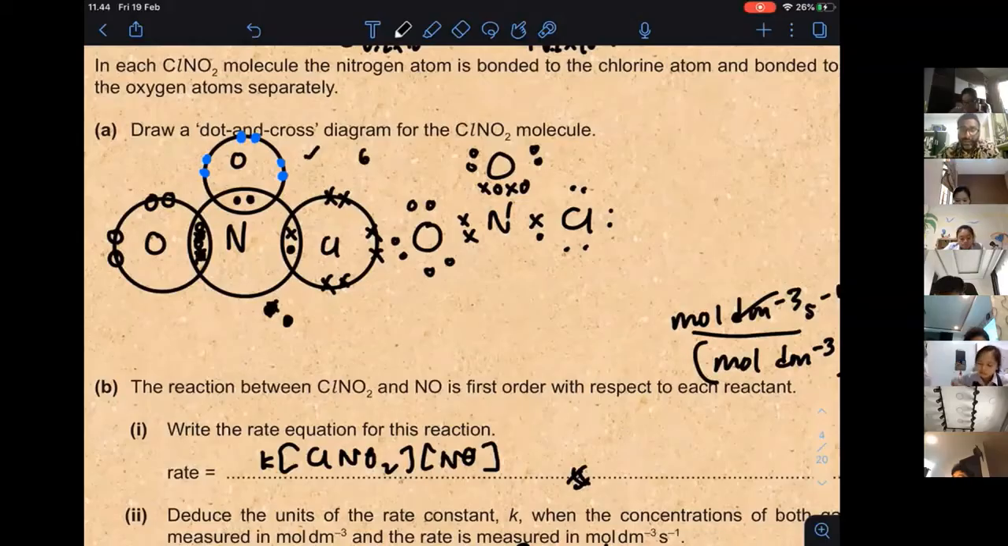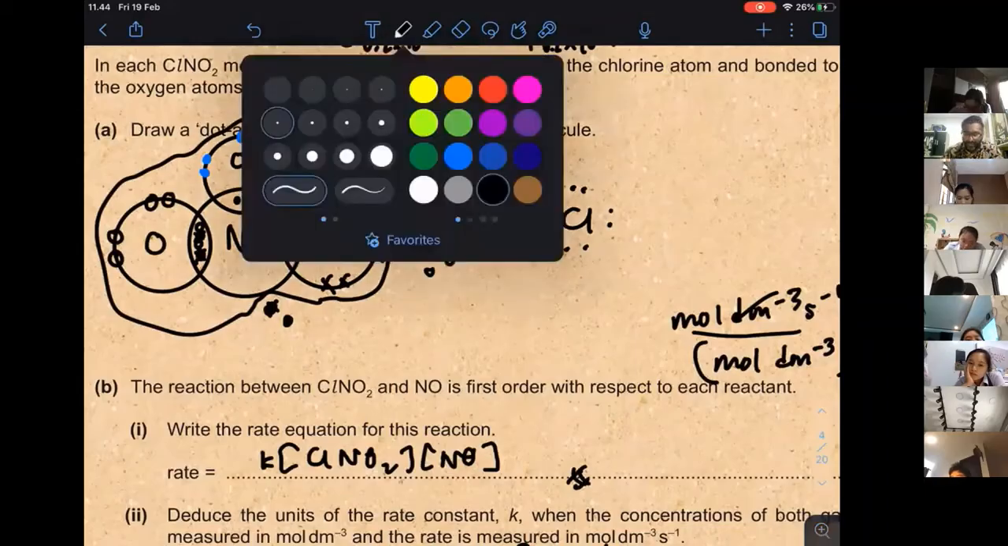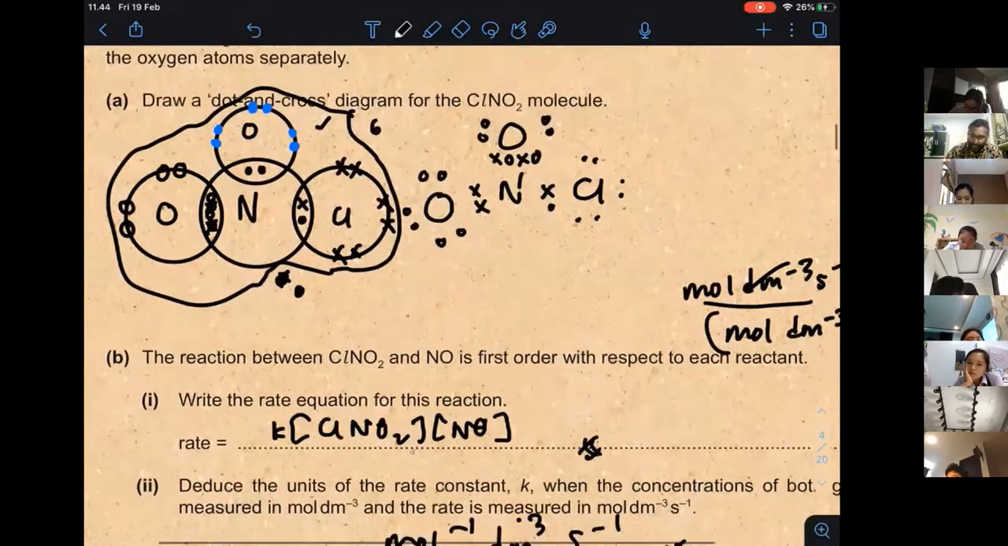How did I end up with this structure? Basically, it depends on the question itself. They already give you which one must be the center atom. If they didn't give it, then it's going to be difficult. But this is how it's supposed to be. So I hope this one is clear.